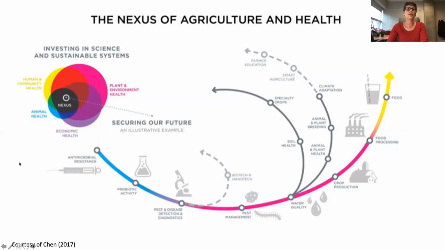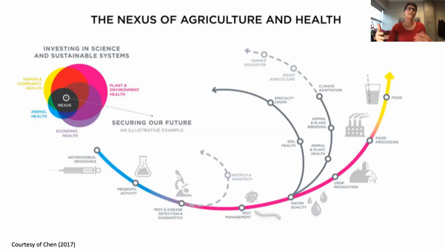And nanotechnology can play a role all the way from tackling antimicrobial resistance, probiotic activity, pest and disease detection and diagnostics, pest management, water quality, soil health, animal and plant health, and crop production. So it goes all the way from the microorganism level to the food we eat. And there is a role there for nanotechnology to assist and hopefully help minimize the problems that we're dealing with.